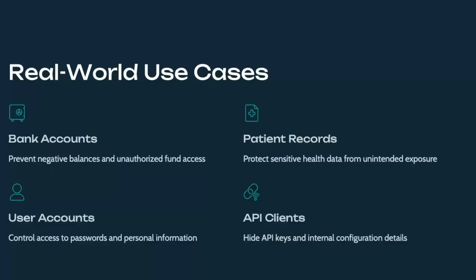Now, encapsulation appears everywhere in real software. In banking systems, it prevents invalid balances. In healthcare systems, it helps protect sensitive patient information. In user management systems, it protects personal information and credentials. In API clients, it hides internal configuration and implementation details. Whenever data requires protection, validation, or controlled access, encapsulation becomes useful.